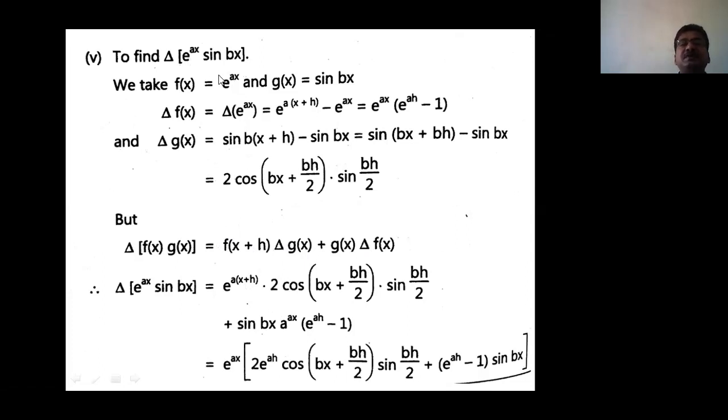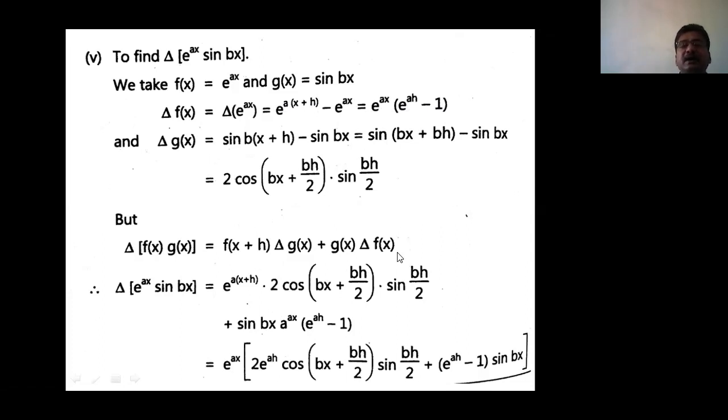So e^(ax) is f(x), sin bx is g(x), and then we have to find delta g(x) and delta f(x) first. To find delta f(x), delta of e^(ax) is what? e^(a(x+h)), or x plus 1 if h is 1, then take h as 1. Then the value at the next point, this is f(x+h) minus f(x). And then e^(a(x+h)) is e^(ax) into e^(ah). Then take e^(ax) as common: e^(ah) minus 1.